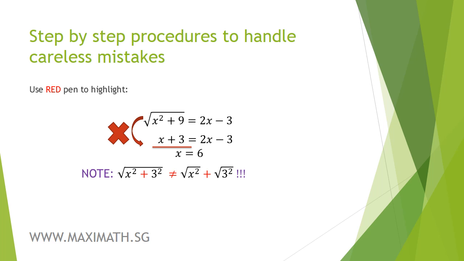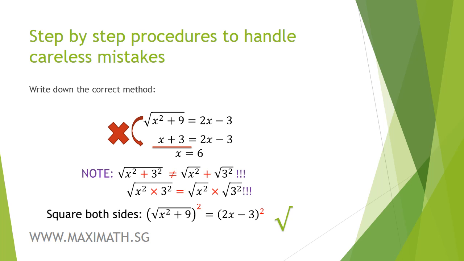You see, I actually use a different color pen to highlight the plus sign and the not equal sign. So you can use whatever striking symbol to remind yourself, like the exclamation marks here. After that, I wrote down the correct formula to be remembered, which is the square root of x squared multiplied by 3 squared can be split into the square root of x squared multiplied by the square root of 3 squared. See the contrast. If it is plus, you cannot split. If it is multiplied, you can split.